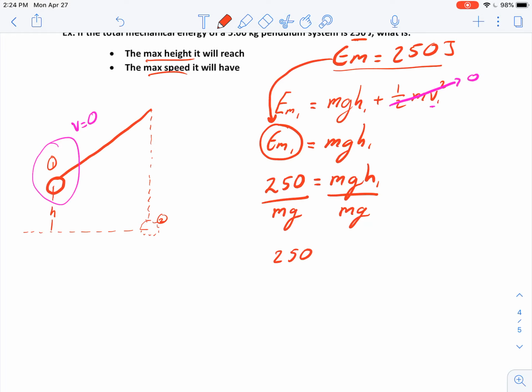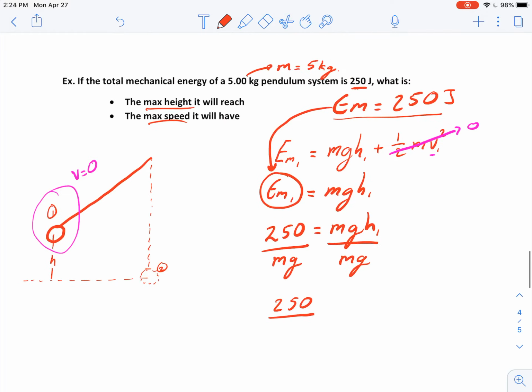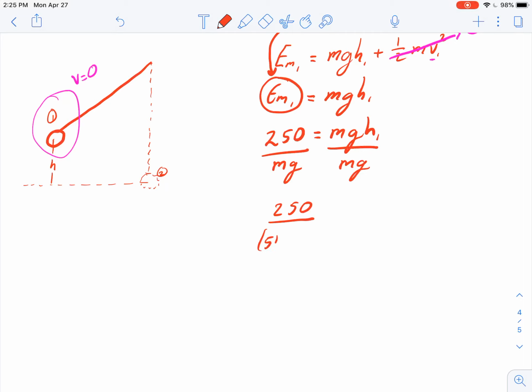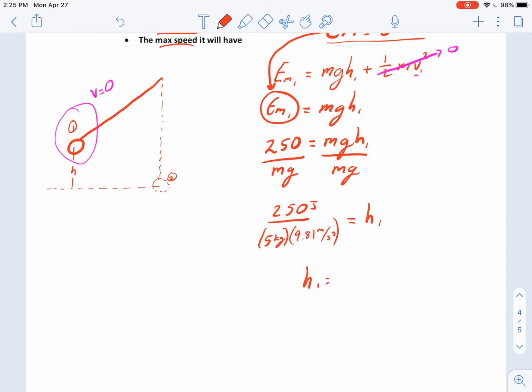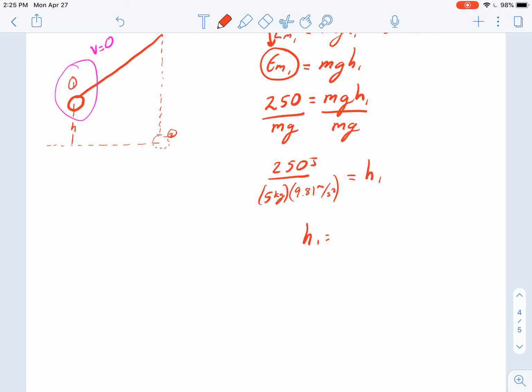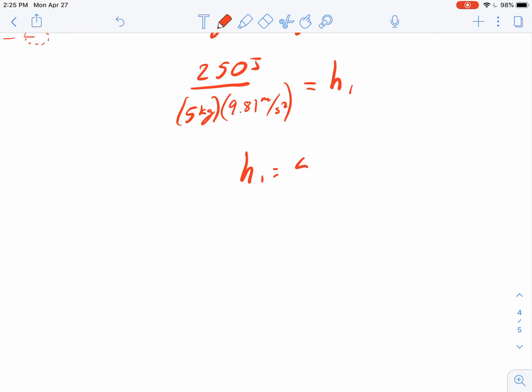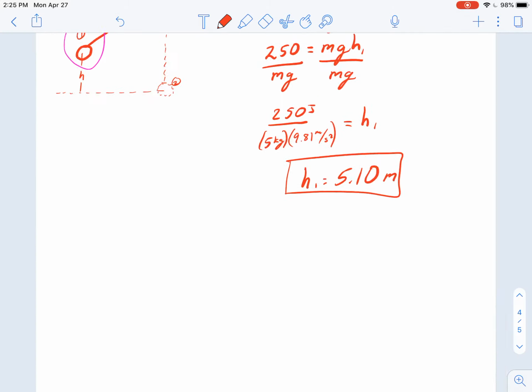You get 250 joules divided by our mass of 5 kilograms times 9.81 meters per second squared. That's going to equal h1. If you calculate that out, 250 divided by 5 divided by 9.81 is 5.097, or 5.10 is our total answer. Meters. So that's a very large pendulum.